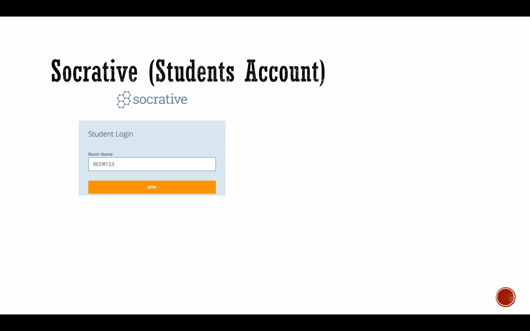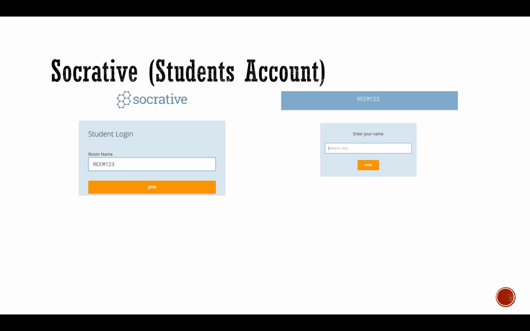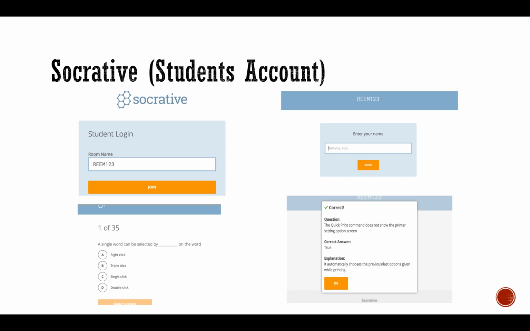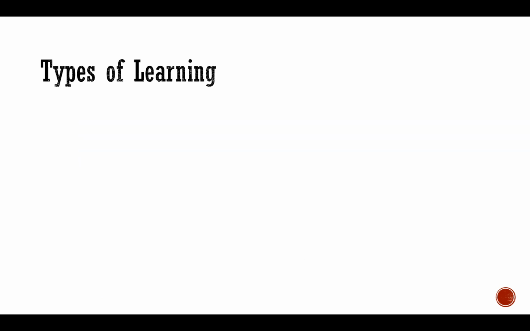Students are able to join these quizzes by choosing the student's account and entering the room number, as you can see in these two pictures. Then the quiz will be active for them. Besides, immediate feedback appears to every student after answering every question. So they will see the question, whether their answer is correct or not, and an explanation of the answer if you add it in the program.